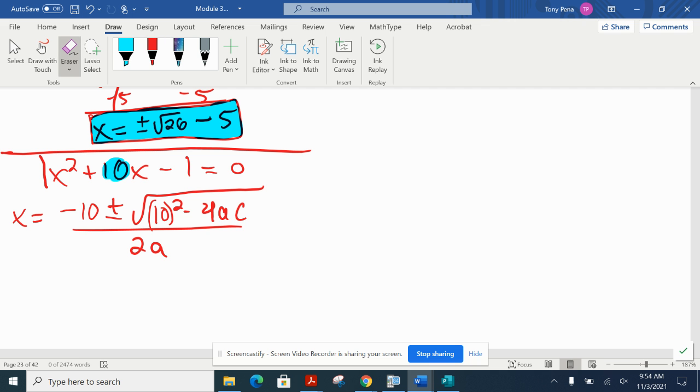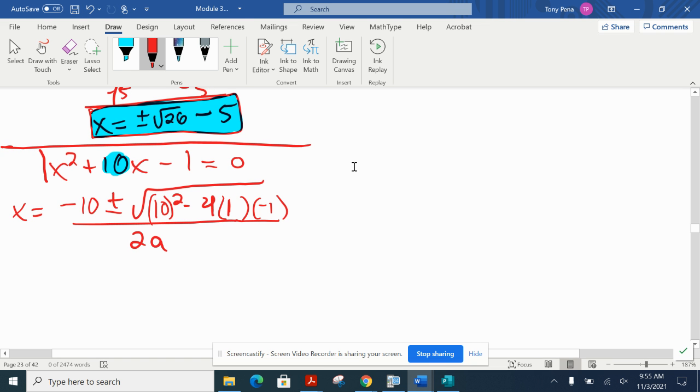Then you're going to plug in for your a and your c. This is all one big product, 4 times a times c. The a is the number in front of the square term. That's this 1. The c is the constant at the end, which is a negative 1. All right. As we now go to simplify, and then in the bottom, this is 2 times a. So if this is a 2a, your a is that positive 1. So you're going to put an a right there of 1.